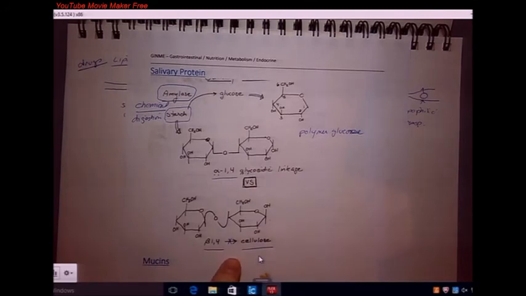Now, that being said, is amylase important to adults in digestion?